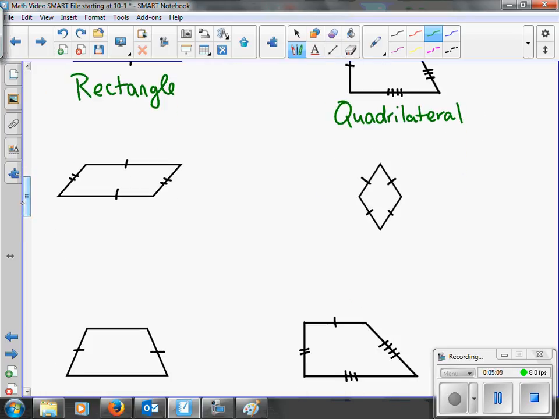Okay. Number 3 here, it is a quadrilateral. It does have four sides. It does have four angles, but we can get more specific, and it's a parallelogram. So you're writing all this down.